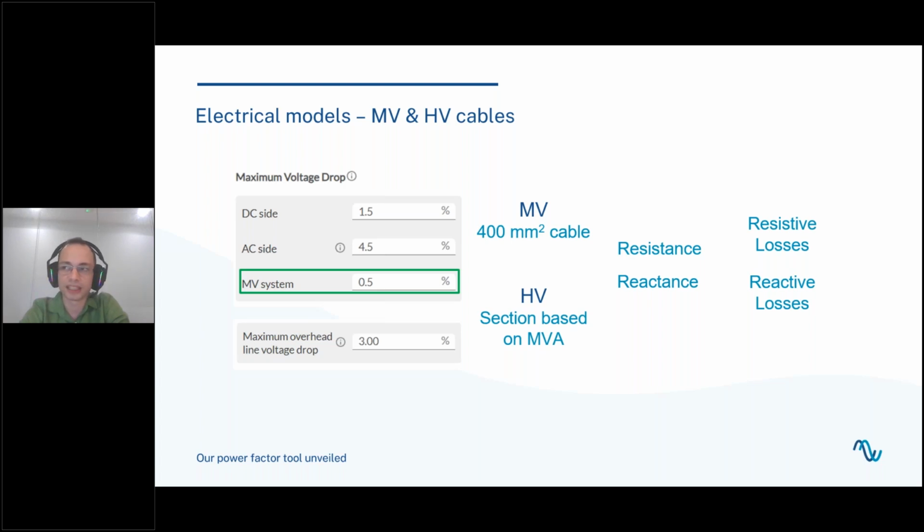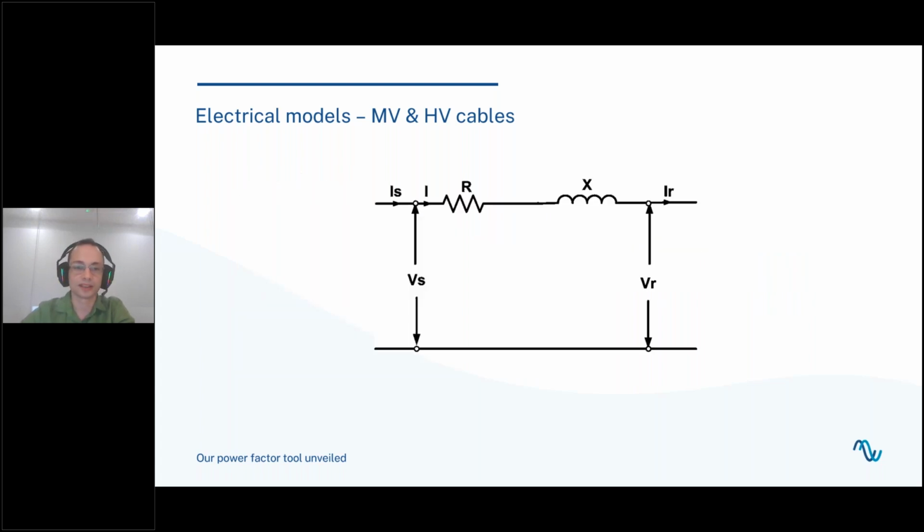And for the MV lines, what we do is estimate that we have an equivalent MV cable, which has a section of 400 square millimeters, a typical section in PV plants. Based on this equivalent MV cable, we estimate a resistance and a reactance. And based on this resistance and reactance and the user input, we can calculate the resistive and the reactive losses. For the HV cable, it's the same approach, but the section will depend on the capacity of the PV plant. This is the electrical model that we use for the MV and HV cables. Very simple, a resistance and a reactance, and that's it.